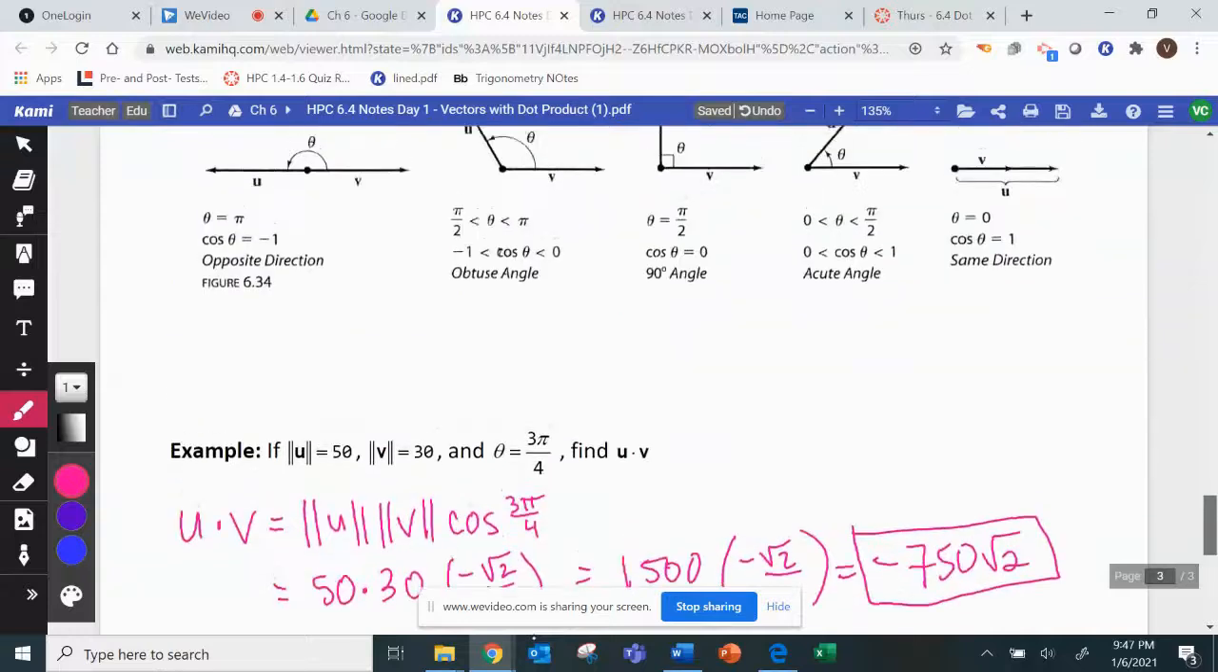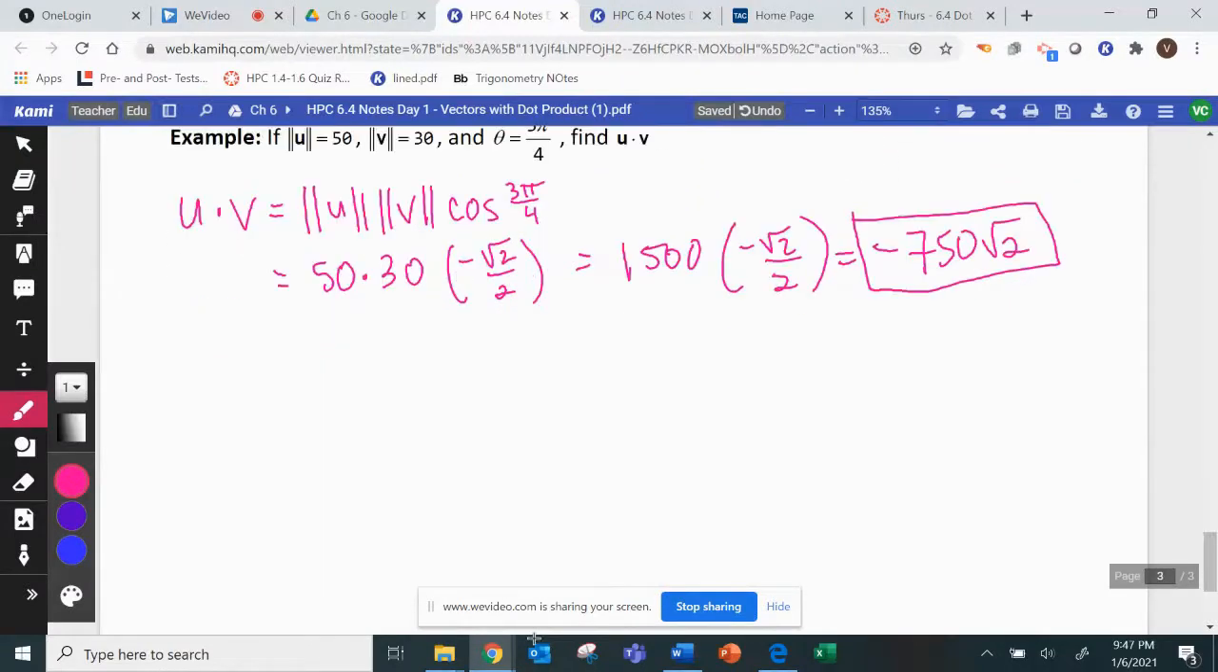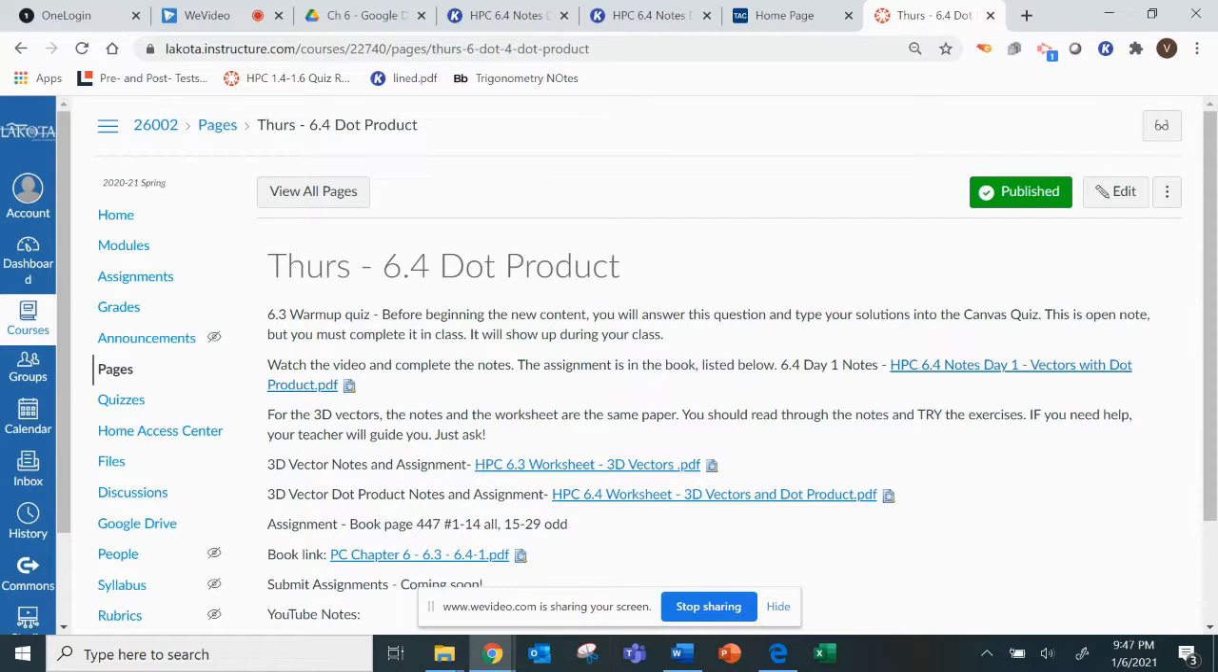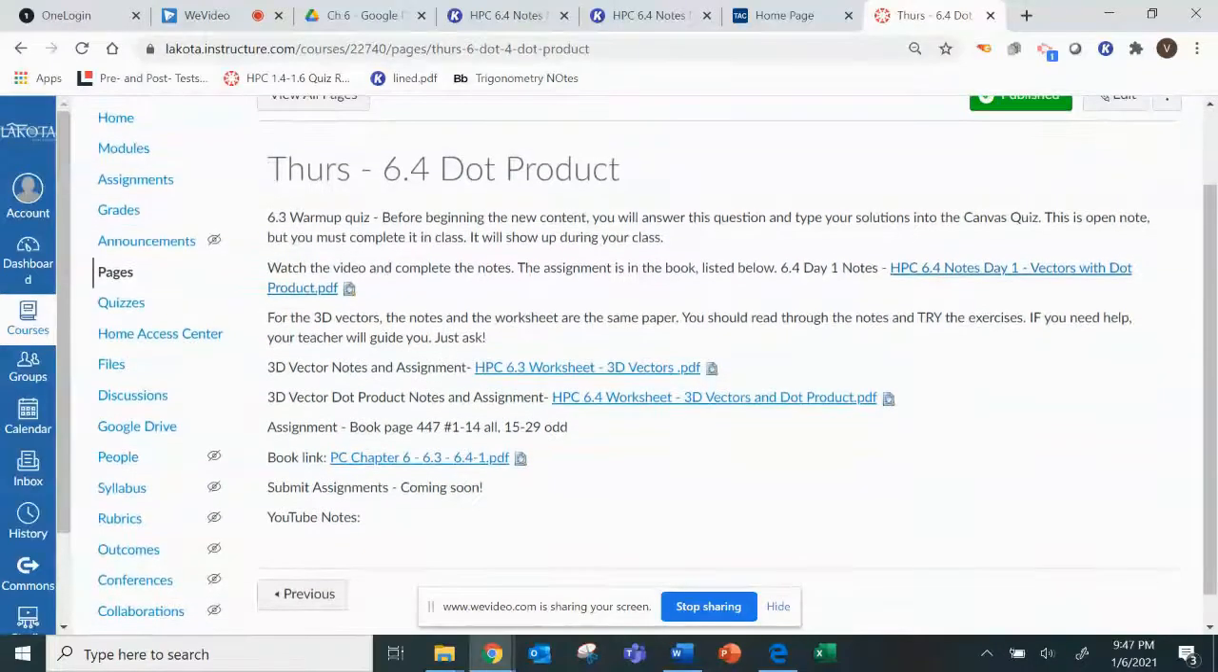So that is the notes for today. The assignment is, well, there's like 3 different assignments. The assignment that goes with these particular notes is in the book, page 447, 1 to 14 all, 15 to 25 odd. And then you've got 2 other assignments.